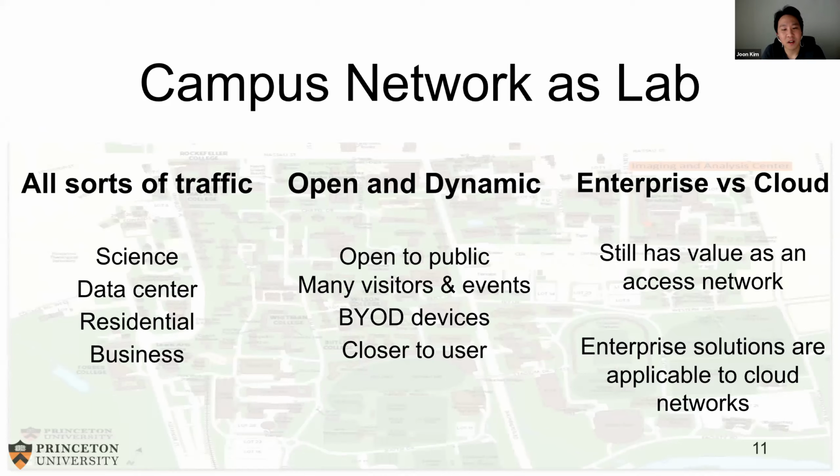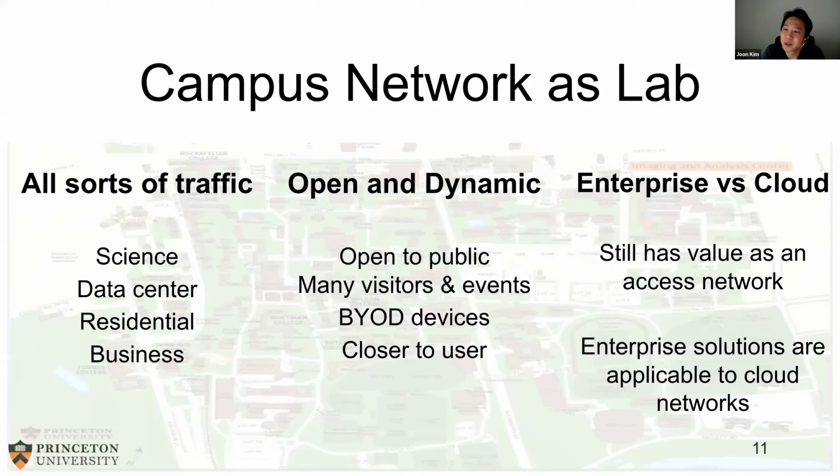Campus networks are open and dynamic. It's open to the public in general, of course, and you have many visitors and events happening throughout the year. These days it's not that common, but normally there are a lot of visitors and events, and because of that, there are a lot of BYOD devices popping up here and there. And generally, it's an access network, so you actually see traffic closer to the user, not somewhere on the backbone link, which is also unique.